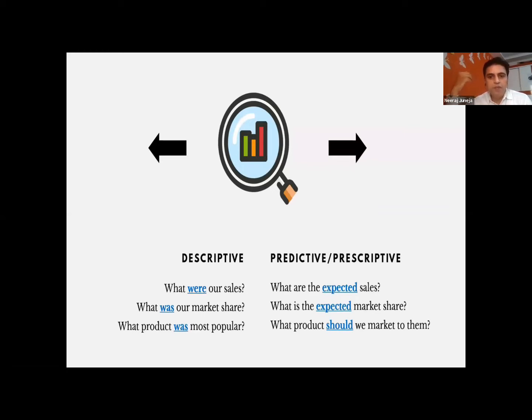And predictive, prescriptive, what are the expected sales? What is the expected market share? And what product should we market to our customers, right? So this is something which, these questions are dealing with the future, right?